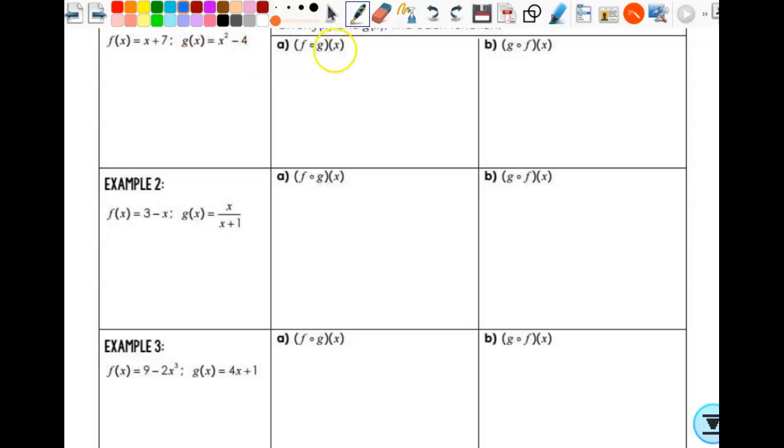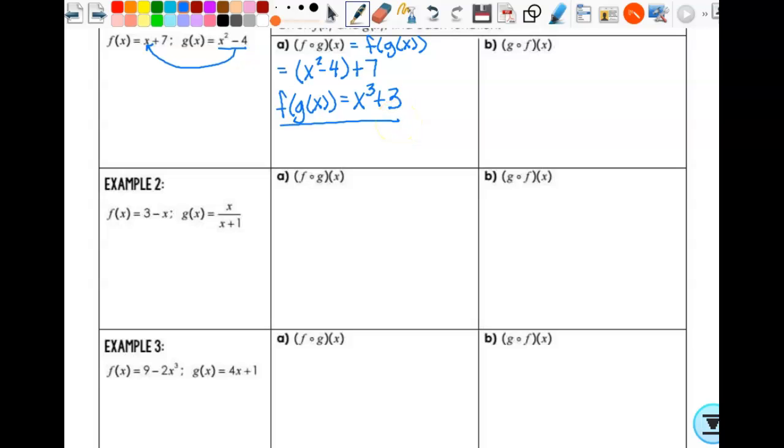So f of g of x means I'm going to take g and substitute it in here where x is. So x squared minus 4 plus 7. Anytime you substitute in something with more than one term, you put parentheses around it. These aren't doing anything, so in the end, f of g of x is equal to x squared plus 3. Everybody okay with that? Good? All right.